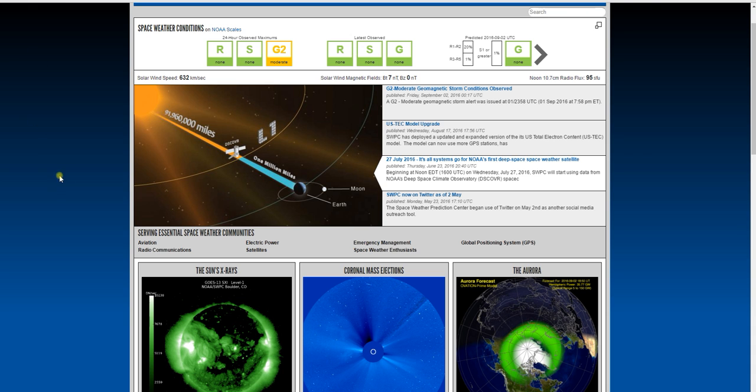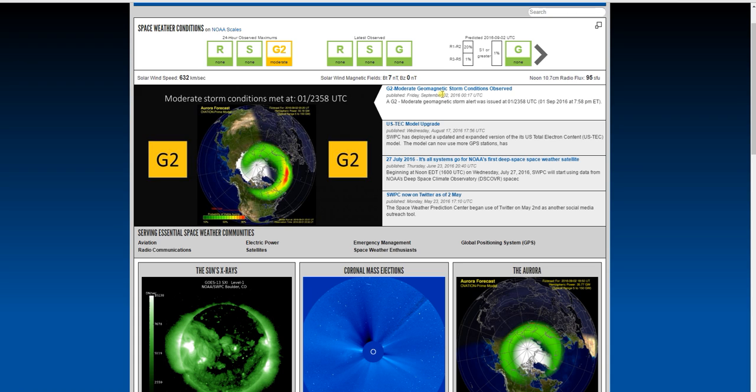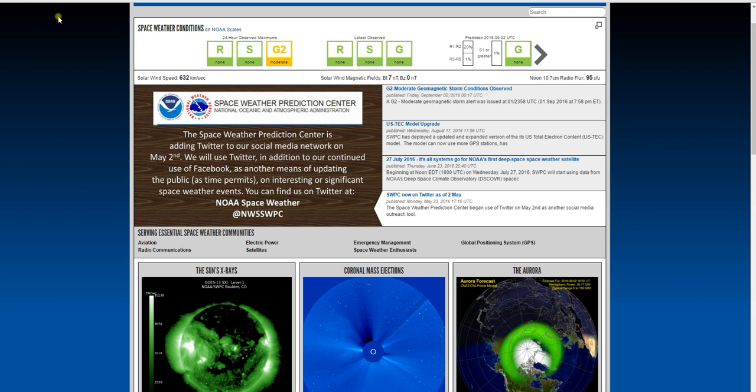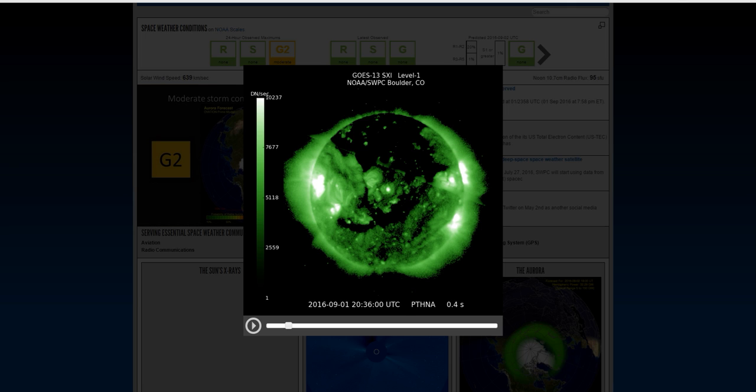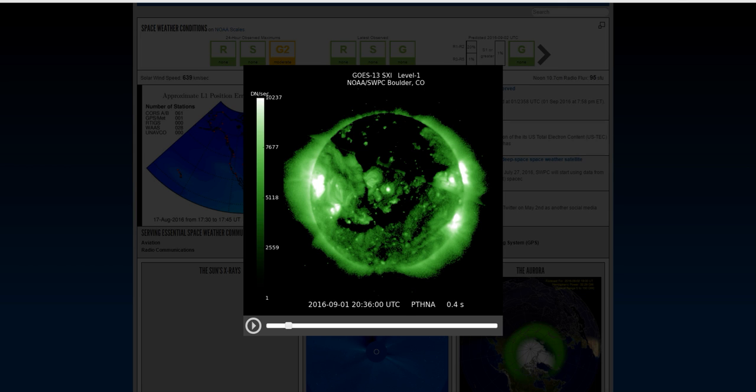So space weather is showing a G2. So you can see what's happening up here. Very interesting. So here's GOES 13. This is the X-ray camera. And when SDO was down, this is where everyone went to as a backup. And although probably not as sophisticated as SDO, it's still a working and a very good observation tool.